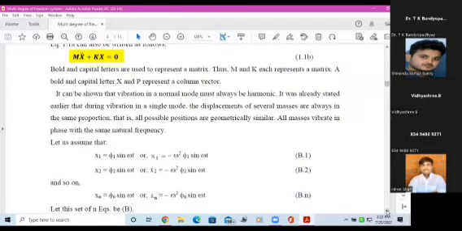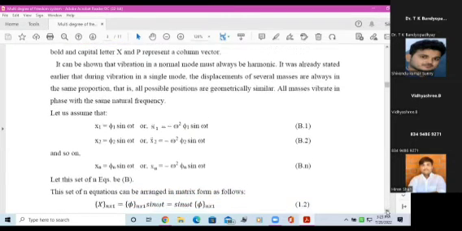Now, it should be remembered that vibrations in a normal mode must always be a harmonic motion. That means sine theta or cos theta. It was already stated earlier that during vibration in a single mode, the displacements of the several masses are always in the same proportion. That is, all possible positions are geometrically similar. All masses vibrate in phase with the same natural frequency.